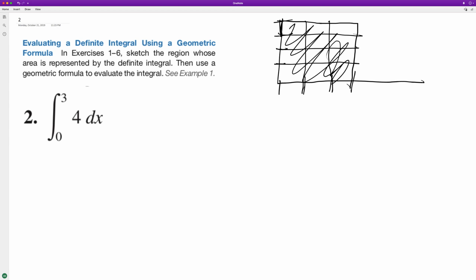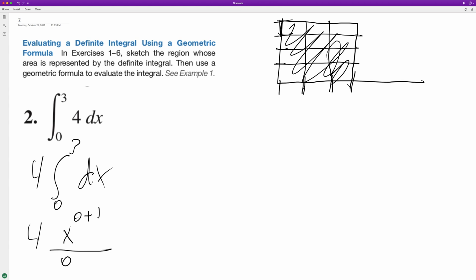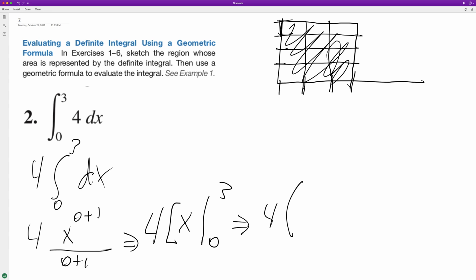All right, so when we integrate this, we can put the 4 in front, integrate from 0 to 3 dx. So what we end up with is 4 times x raised to the 0 plus 1, because that's what dx is, it's just x raised to the 0. And then we have this over 0 plus 1, so we end up with 4 times x integrated from 0 to 3. So we end up with 4 times quantity 3 minus, and then you plug in 0, so it's 4 times 3, which is equal to 12. And that's the space we had shaded here.